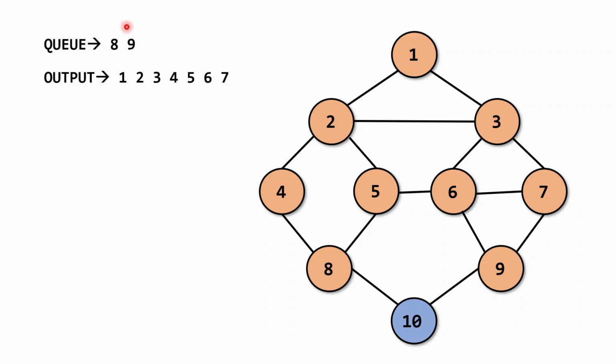Our next vertex is 8, and for the vertex 8 we have 4, 5 and 10 as adjacent vertices, but 4 and 5 are visited, so we will check only for 10. I will mark this 10 as visited, put this in the queue, and now I will remove this 8 from the queue and put it in the output like this. So at this time we have output as 1, 2, 3, 4, 5, 6, 7 and 8.